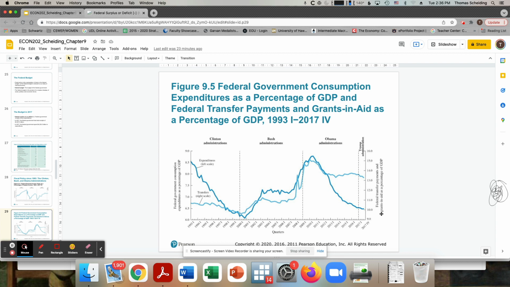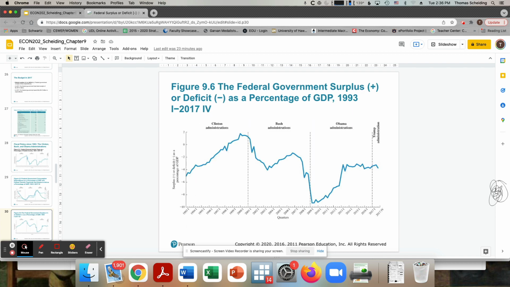Then you would have seen a dramatic increase both in terms of expenditures, but also dramatically in terms of transfer payments, which is our lighter blue line here. And again, you see then those changes in the surplus and the deficits. Again, don't blame a president, blame and celebrate both a president and a Congress.